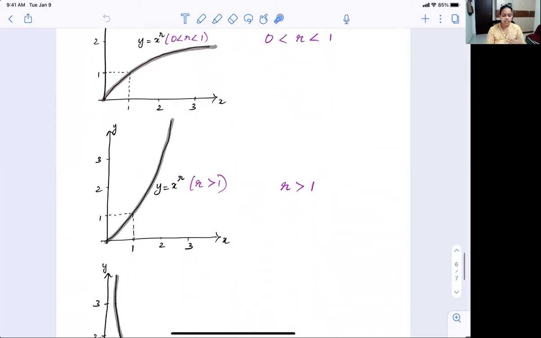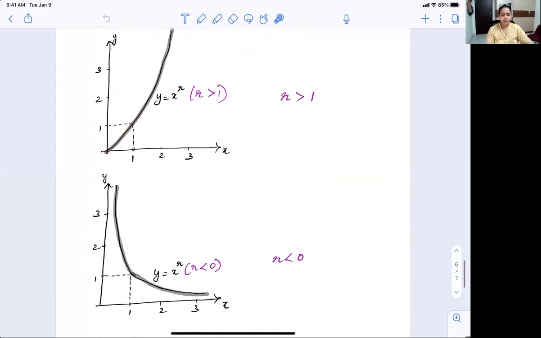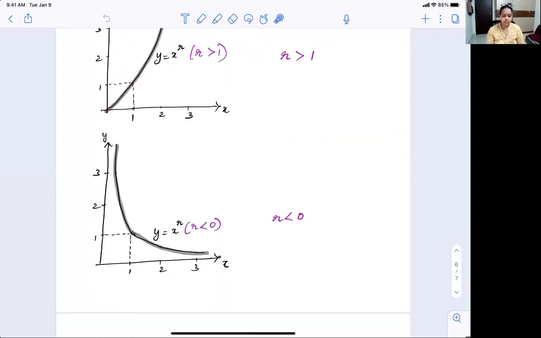If r is greater than 1, then you're going to have a steeper line. The laser pointer here is showing you y equals x; y equals x to the power r is going to be steeper than that. Now, when r is negative, just as in the case of 1 by x, your graph will take on the shape of a hyperbola.